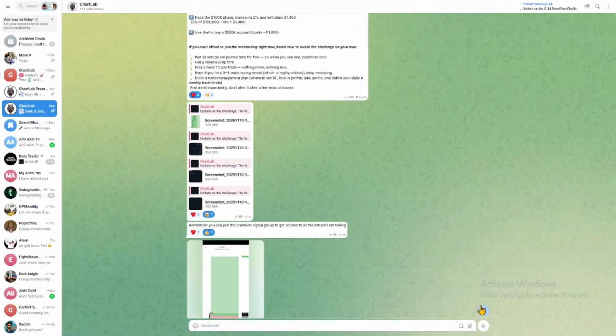Now, the recent update of this year, so we started this challenge again this year. So that's it for traders that are looking at going down the prop firm route.